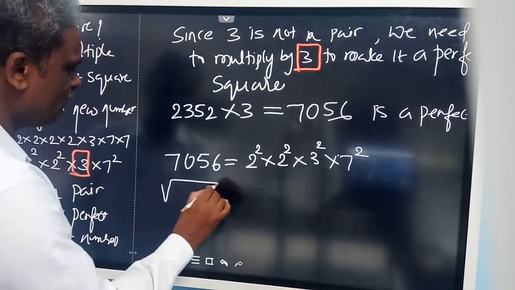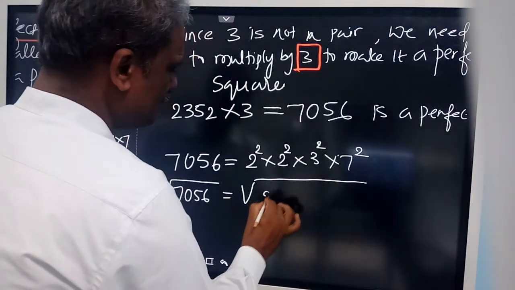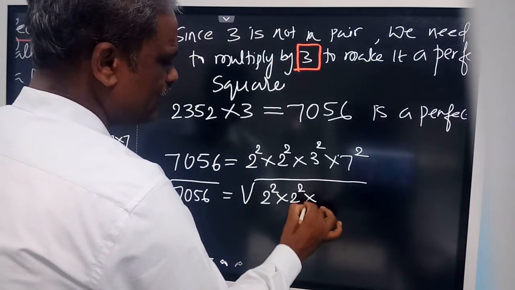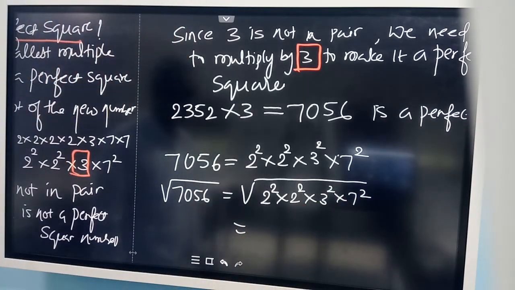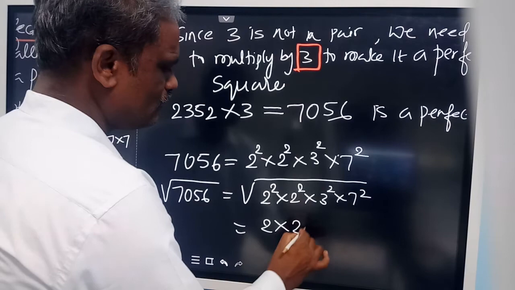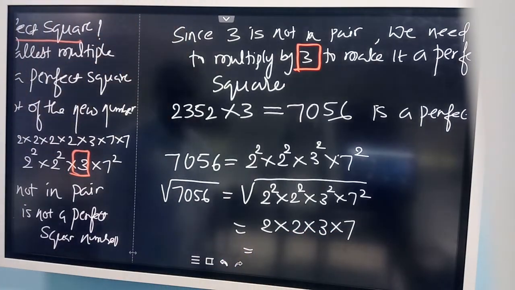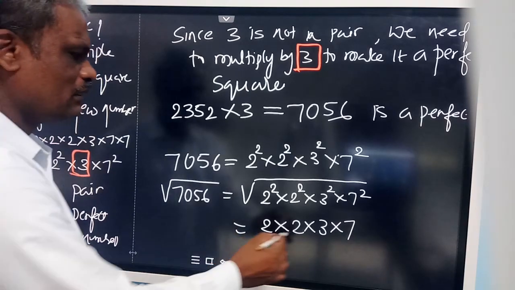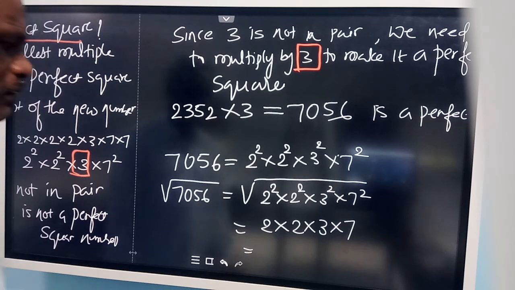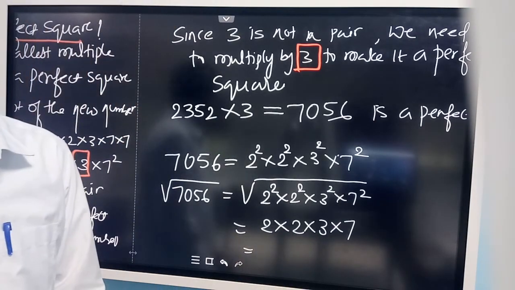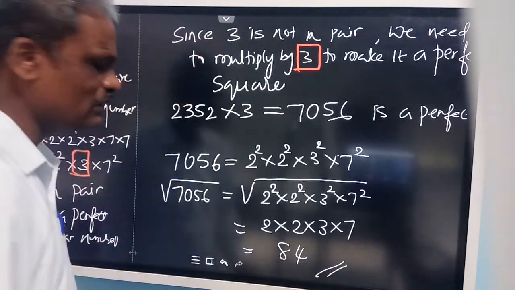Now what is the square root of 7056? It is the same as the square root of 2 square, 3 square into 7 square. Now you remove the square root, so it becomes 2 into 3 into 7. Multiply this: 7 threes are 21, 21 into 4 is 84. 84 is the square root of 7056.